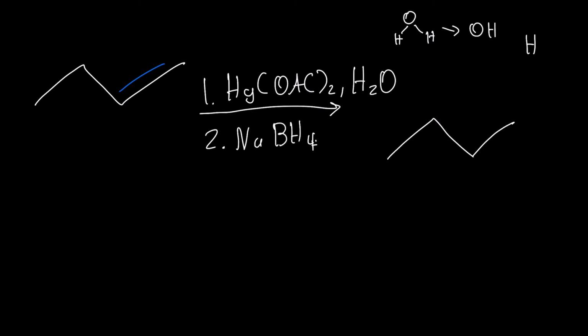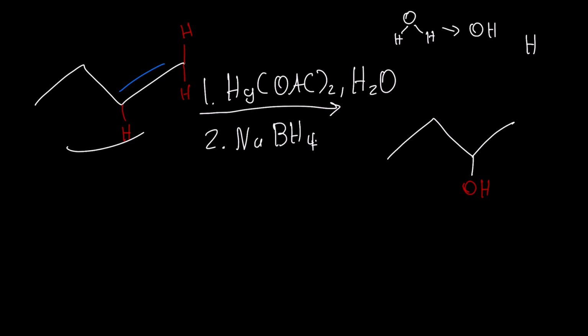So when this double bond breaks, it leaves extra spots in here. And as we talked about, this carbon on the right side is going to have 2 hydrogens. The one on the left side is going to have 1. So the hydrogen is going to come to this one, and the OH is going to go to that one. So our final product looks like this.